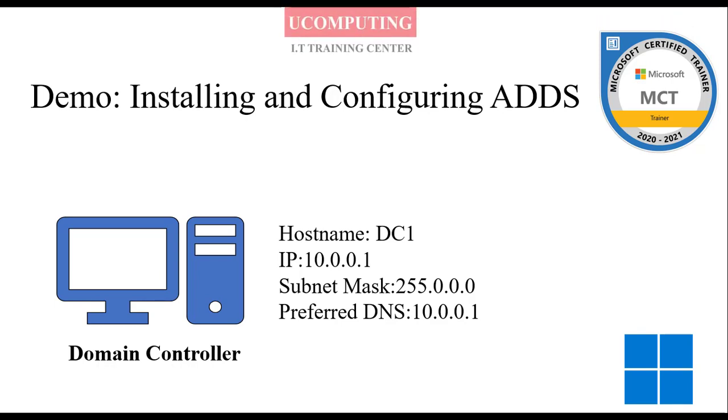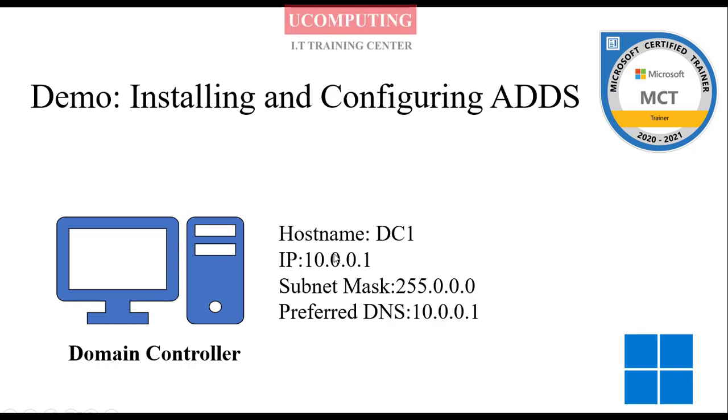So we have one system that we're going to give a host name of DC1, and then set an IP address. All this configuration on the screen will be set for this machine. So we're going to give it an IP address of 10.0.0.1, which is a Class C IP version 4 address, and a subnet mask of 255.0.0.0. And additionally, because we're going to run our DNS name resolution system on the same machine, we're going to use the same machine's IP address as the preferred DNS.